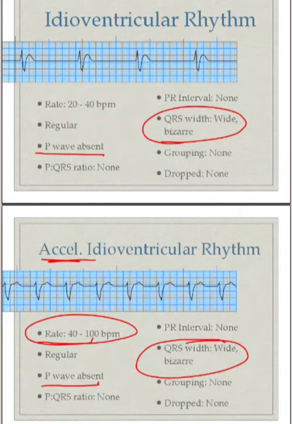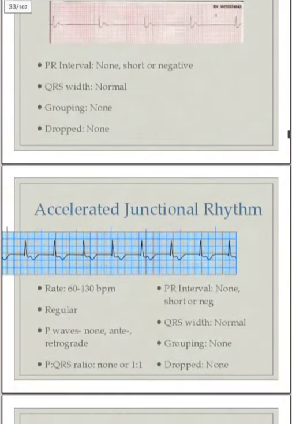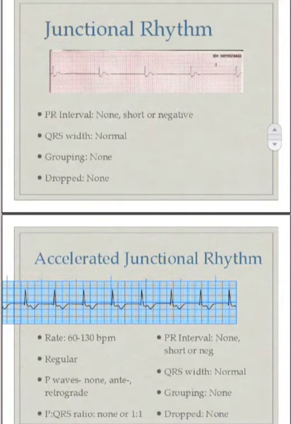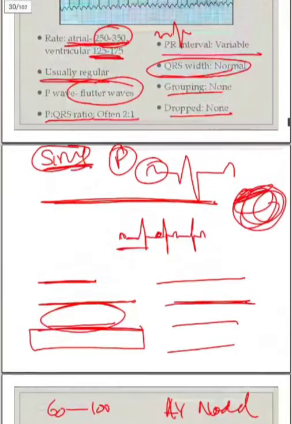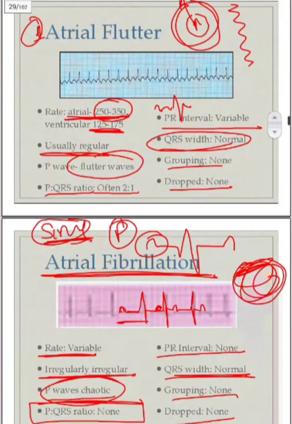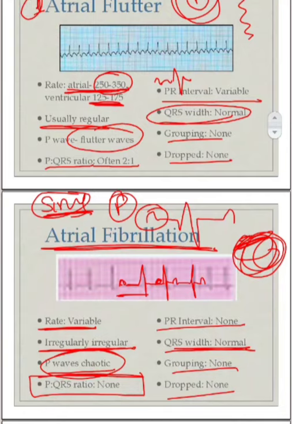And if it is 40 to 100, then it is accelerated. Junctional rhythm and accelerated junctional rhythm are the same thing. The only difference is the rate, 40 to 60 and 60 to 100, right? Then here in this case, atrial fibrillation, atrial flutter, right? These are potentially difficult things which should be kept in mind.